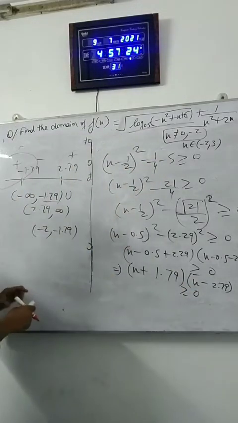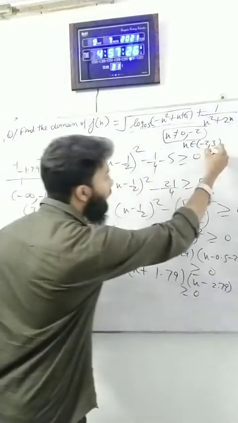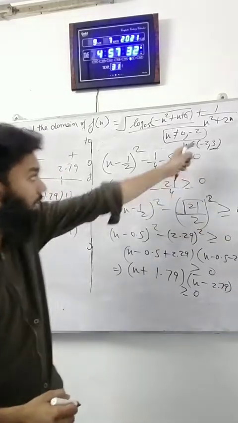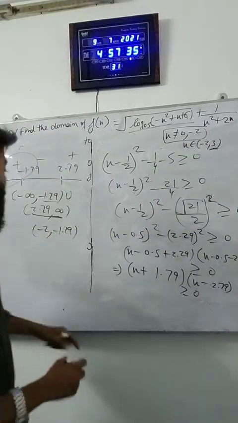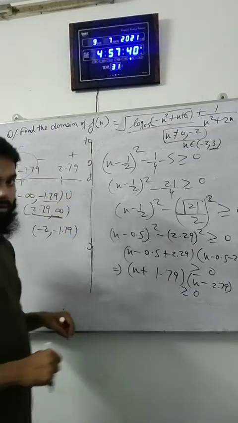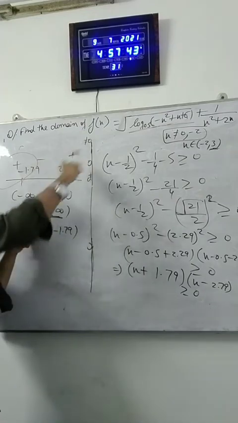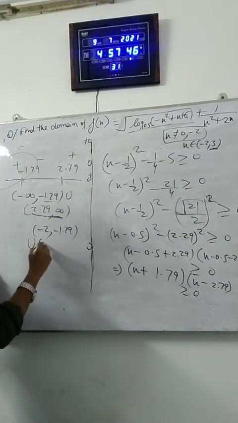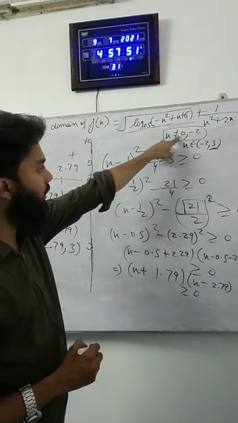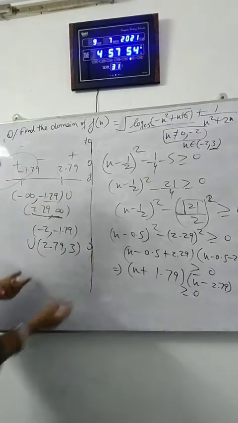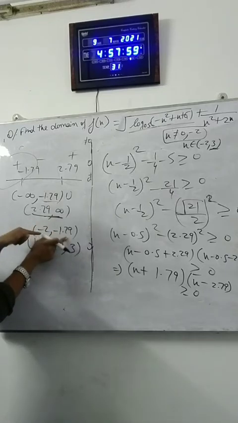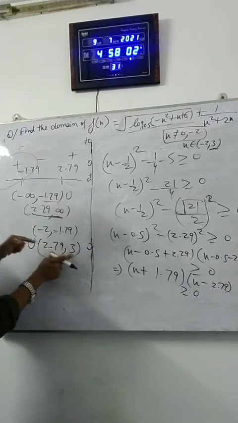Now I have to combine this condition with this one. That condition is saying that x cannot be greater than 3. And this condition is saying that x must be greater than 2.79. That means x can be in between 2.79 and 3. And it must not be equal to 0 as well. So 0 is coming nowhere. Neither will it come here. 0 is not coming in between these values, and 0 is not coming in between these values as well.